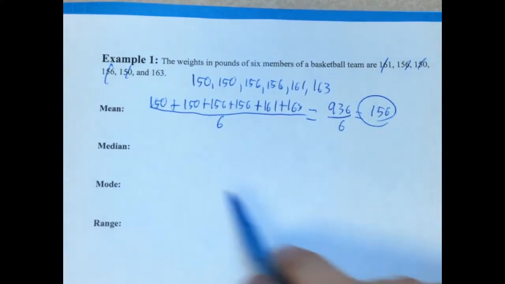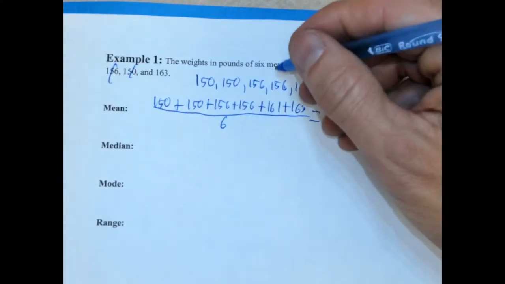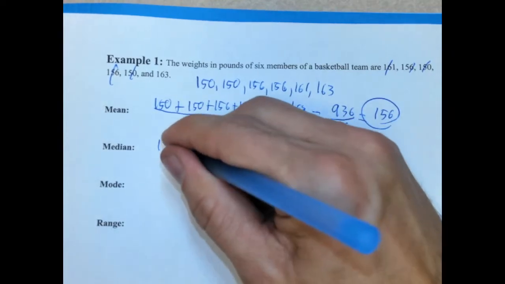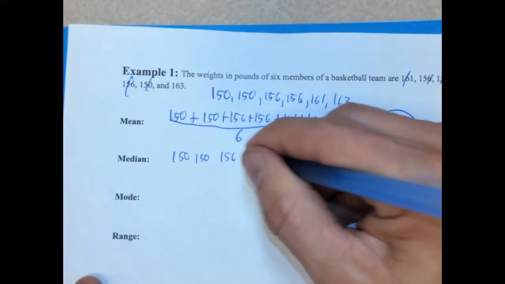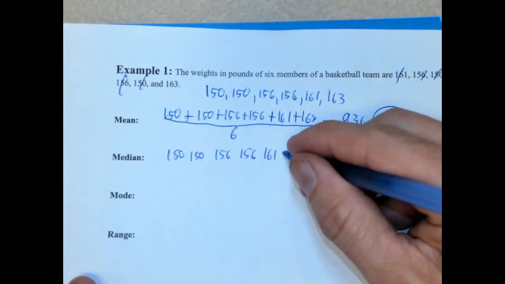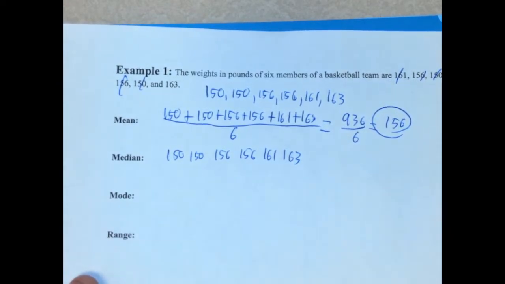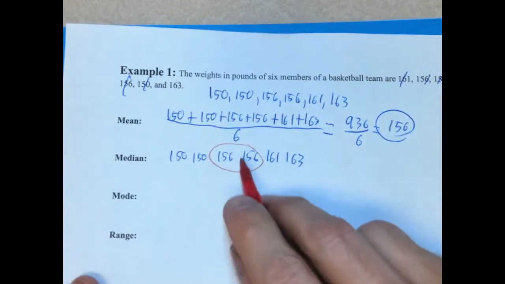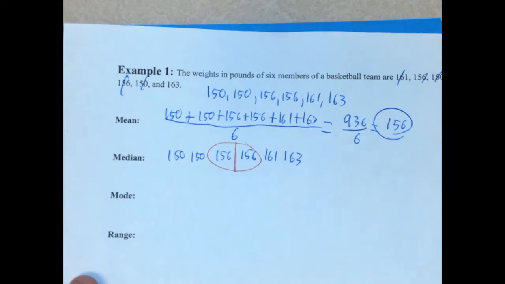So that's the mean. Median is going to be the middle number. I'll just rewrite the order here: 150, 150, 156, 156, 161, 163. Now remember, if there's an even number of data points, it's going to be in between the two middle numbers. So this is 6, so it's going to be between these two values, because those are the two middle numbers. And the average of these two numbers added together is obviously going to be that number.